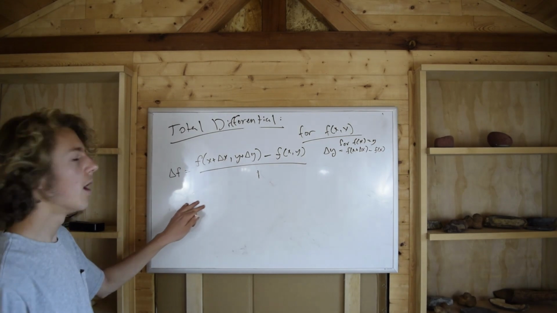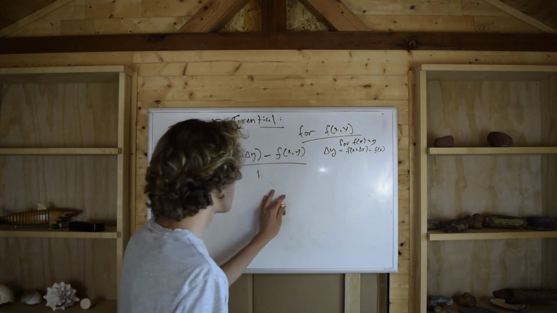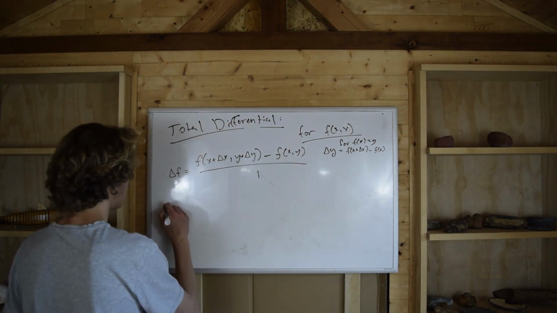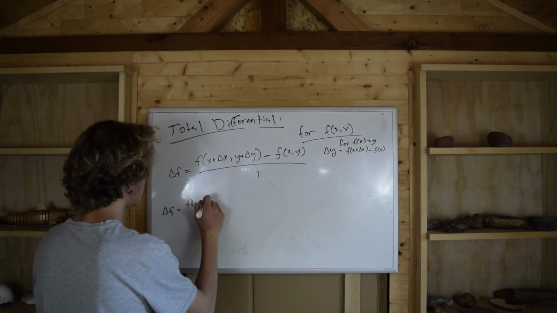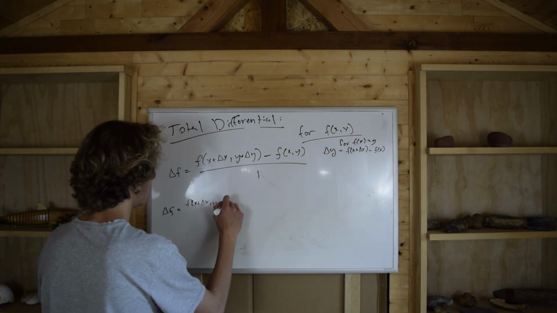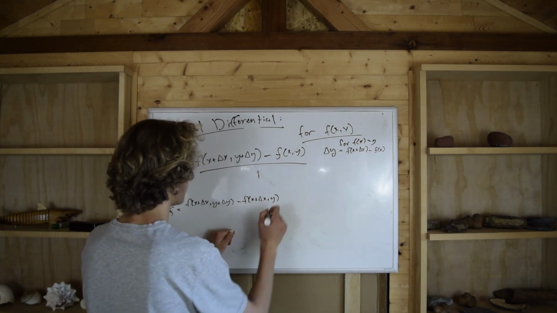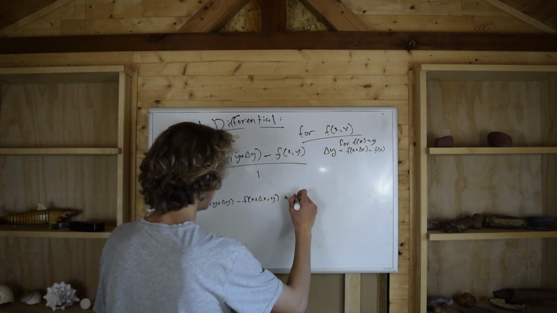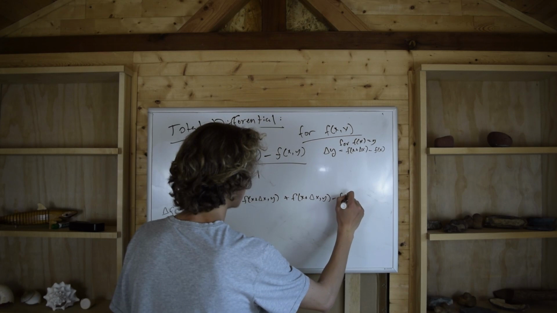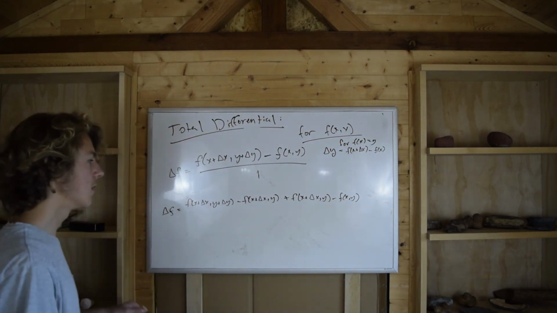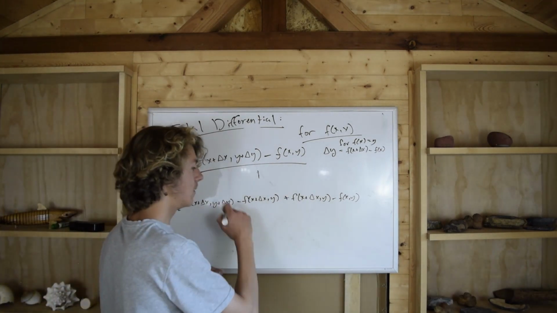This is important. For any expression, we can add and subtract the same thing since they cancel out. So now I can say delta f is equal to f of x plus change in x, comma, y plus change in y, minus f of x plus change in x, comma, y, plus f of x plus delta x, comma, y, minus f of x, y. This is the same thing. We've just added two little things that cancel out, but now we can manipulate our expression.